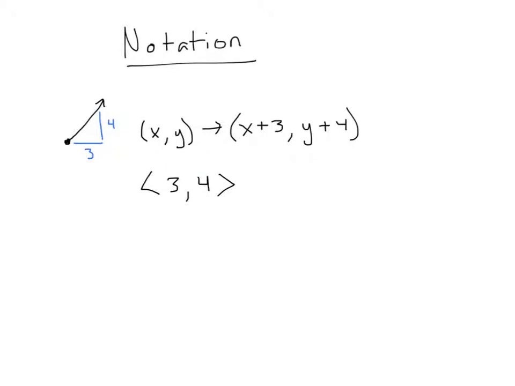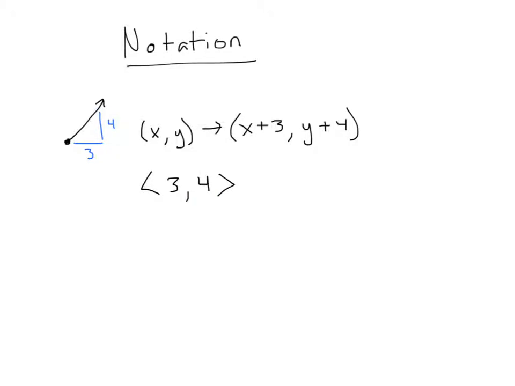The first one talks about how vectors are like translations, where we start with the point x, y, and then we move right 3 and up 4. But that's not as important as just writing this. So the 3 tells us what our movement is like in the x direction, and 4 tells us what our movement is like in the y direction.